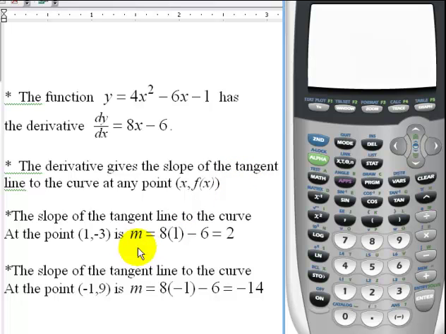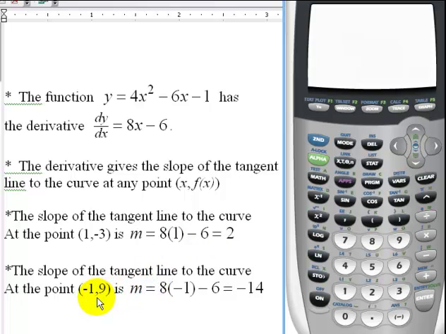In these two examples down here, I'm using that equation of the derivative to find the slope of the tangent to the curve at two particular points. For example, the slope of the tangent to the curve at the point (1, negative 3) is given by plugging 1 into the equation of the derivative. The slope of the tangent at that point would be 2.